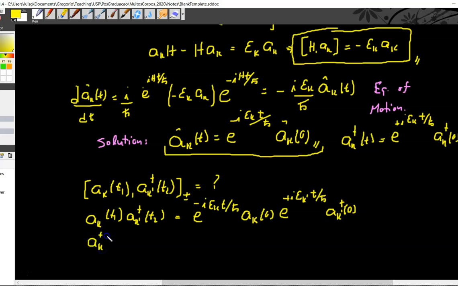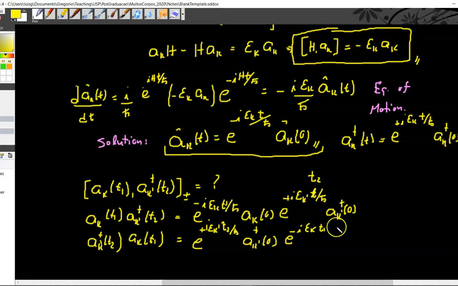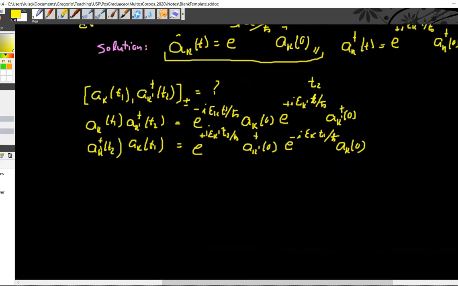And the other way around would be AK prime T2. AK T1 equals E minus E equals plus AK prime. This is T1 and this is T2, here, this one. T2 H bar AK dagger prime zero, E minus EK T1 H bar AK zero. One more line. So the commutator would be this minus this.